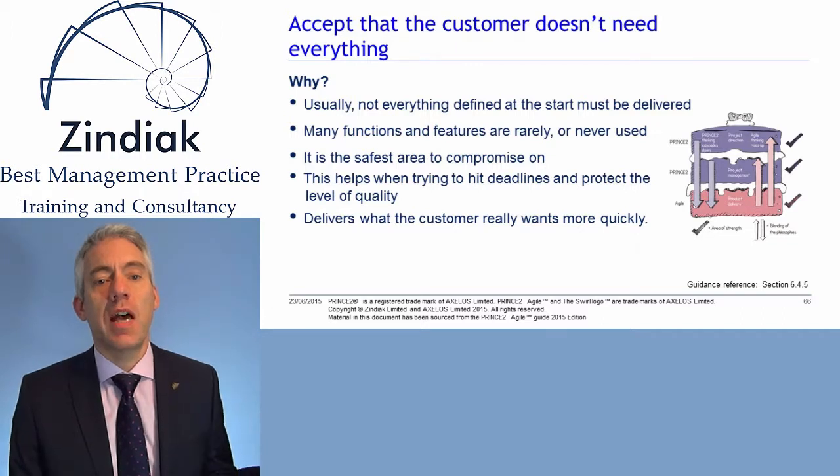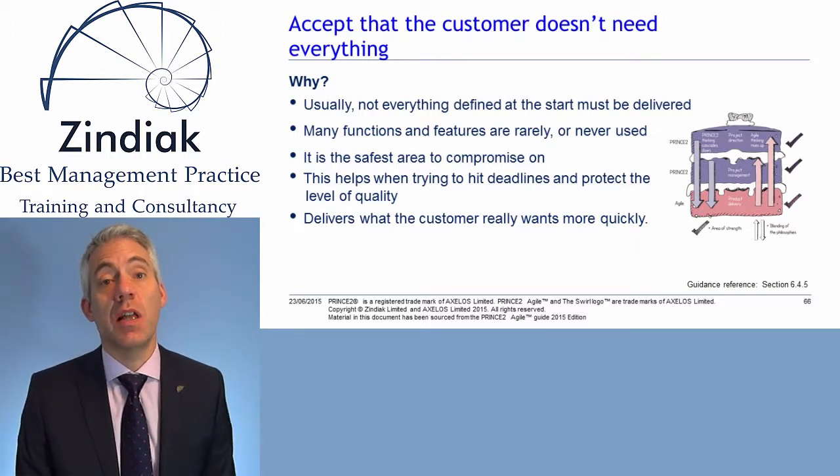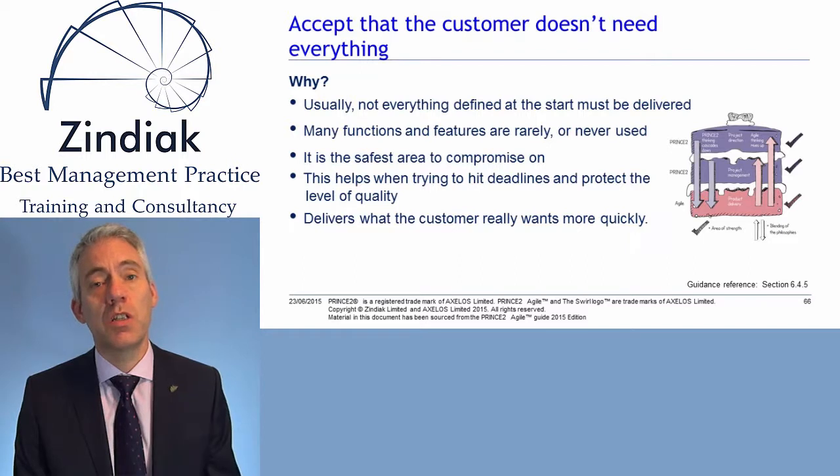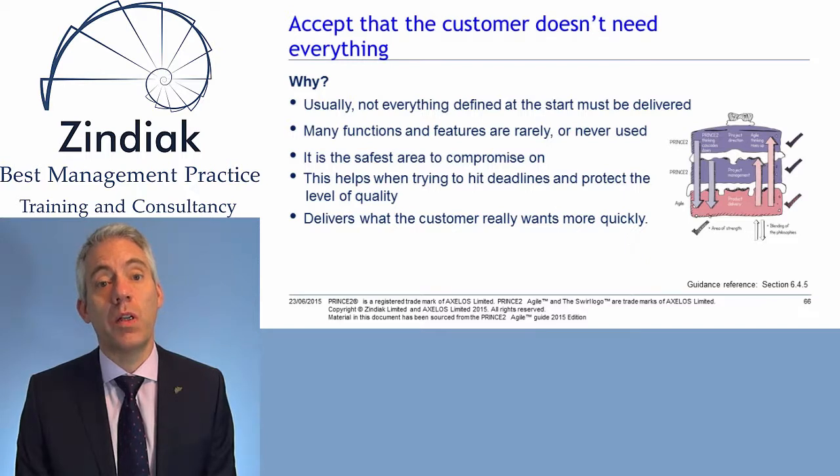The fourth point, this helps when trying to hit deadlines and protect the level of quality. Well, certainly, as we've seen with the hexagon, fixing time and cost, we want to ensure we hit the deadlines, then certainly flexing the scope, flexing what we deliver is the easiest as well as the safest aspect to change. And the final point, delivers what the customer really wants more quickly.